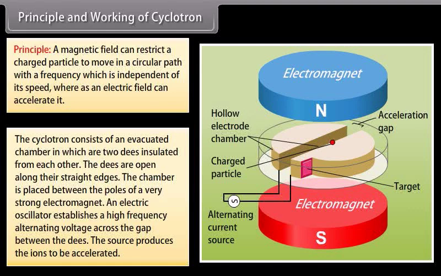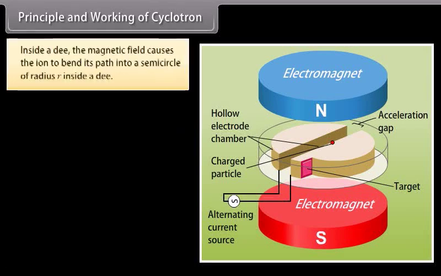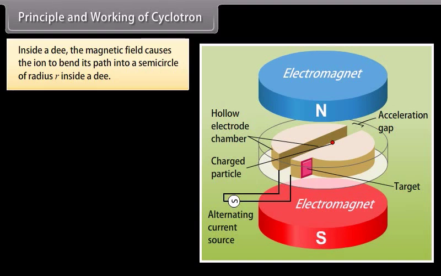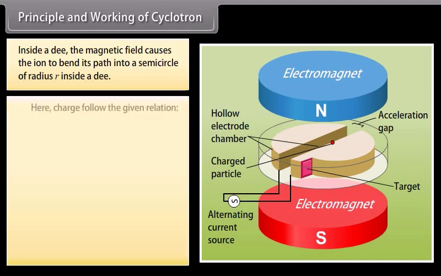Suppose an ion with a positive charge Q and mass m is at the center of the gap when D1 is at negative potential with respect to D2. The ion is accelerated across the gap by the electric field between the Ds towards D1. Inside a D, the magnetic field causes the ion to bend its path into a semicircle of radius r. Here, the charge follows the given relation: QVB = mv²/r.